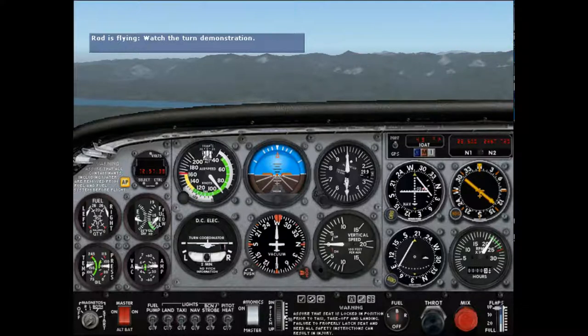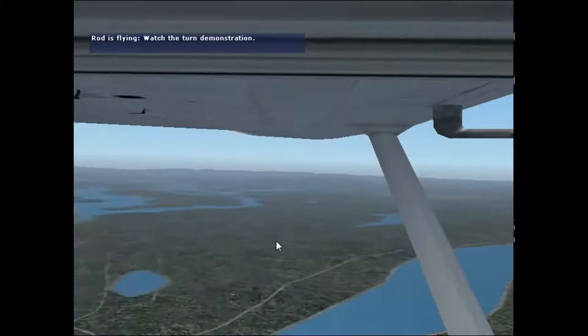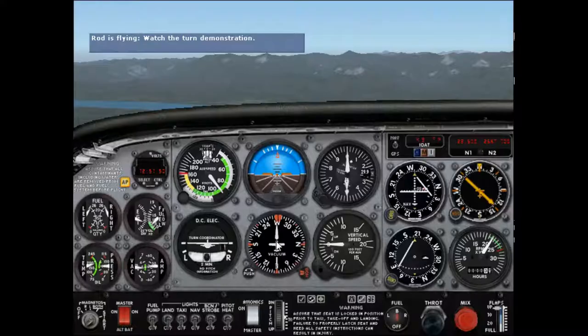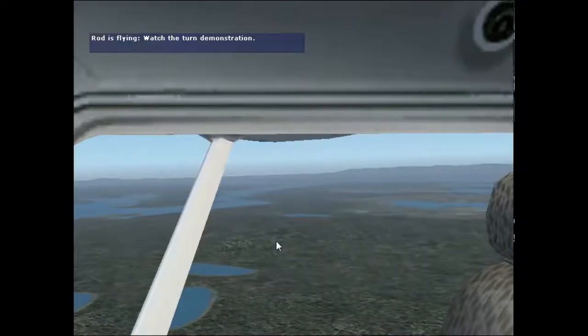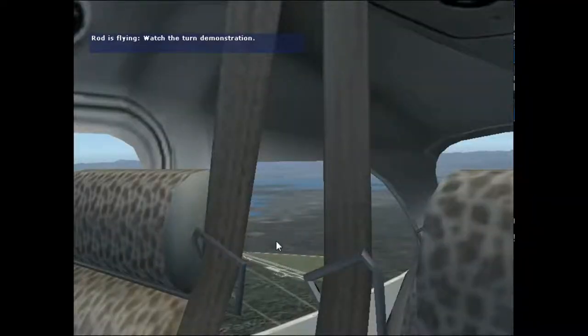Watch me make a turn to 090 degrees. That's the E on the heading indicator. And we should check for traffic before we turn. No, I don't mean automobile traffic either. There are no cars up here. I'm speaking specifically of airplane traffic. We don't want to run into another simulator up here on this lesson.